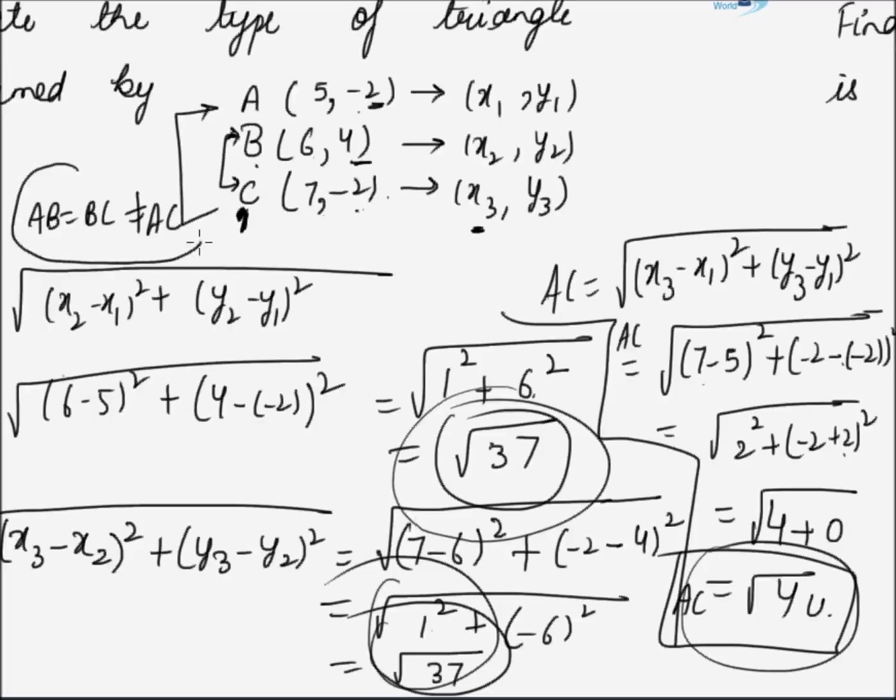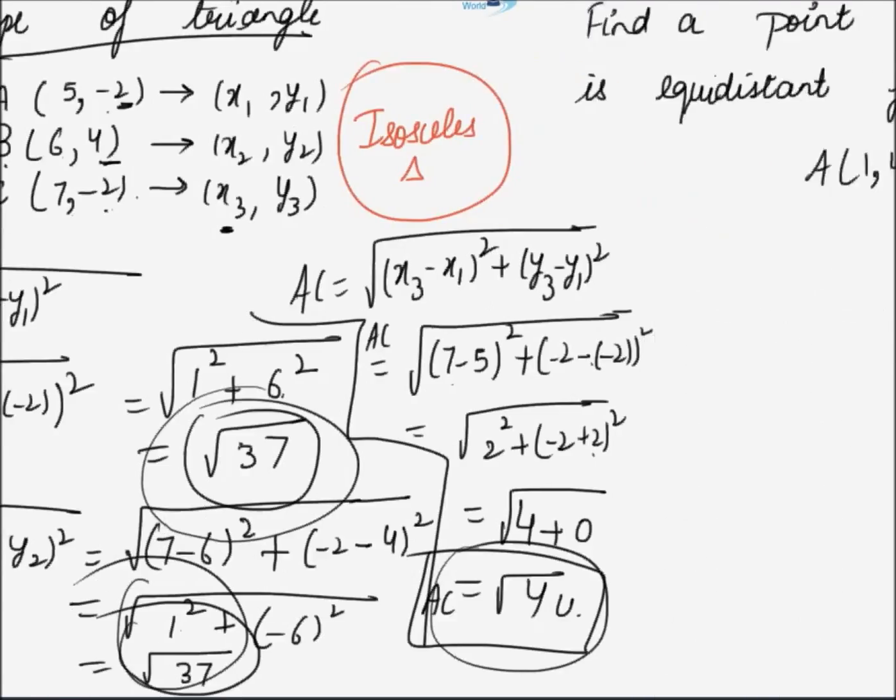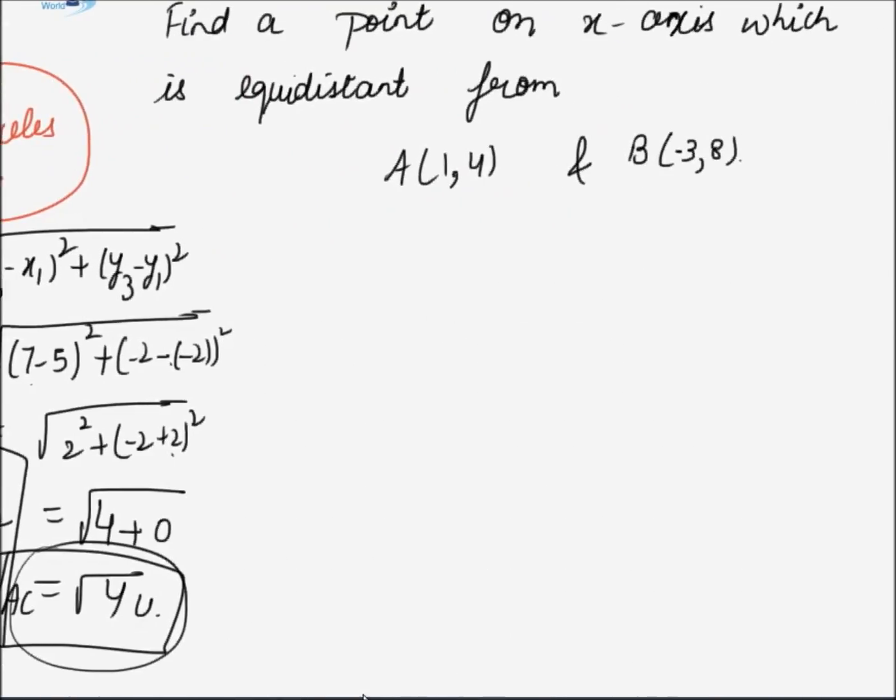So two sides are equal in case of an isosceles triangle, and hence the type of triangle with the given vertices is isosceles triangle. Now let us discuss another question.